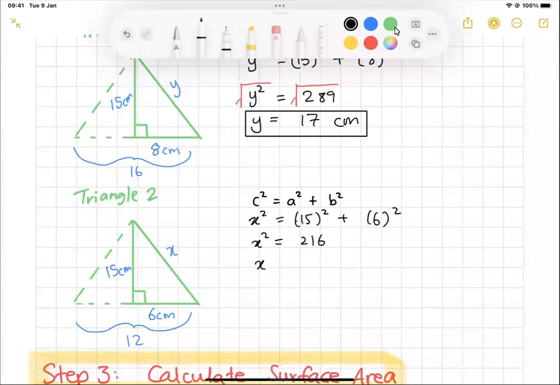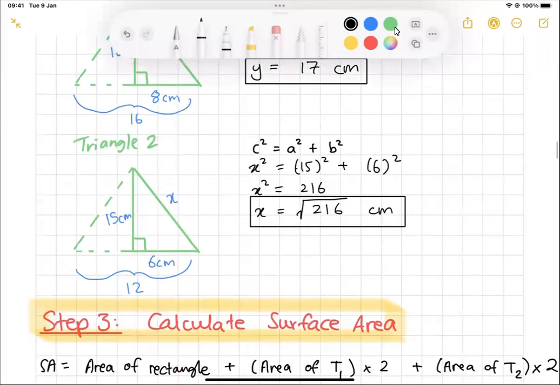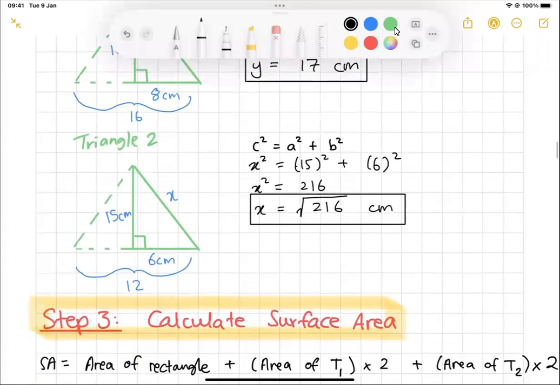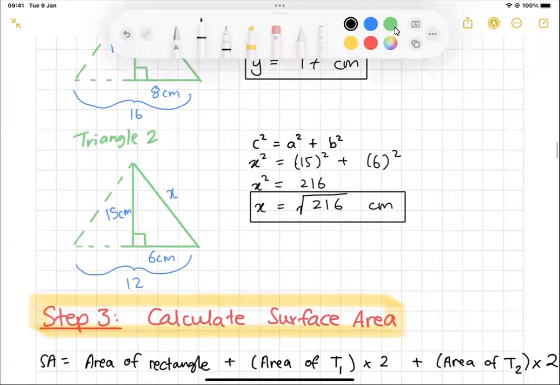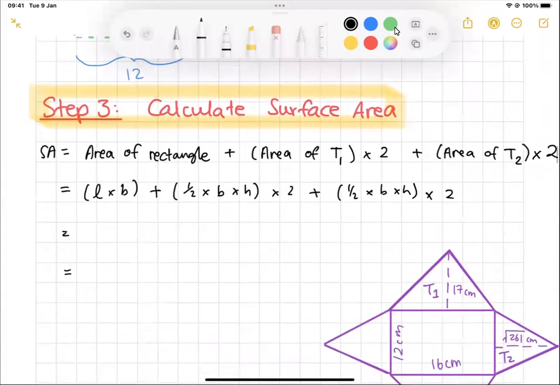X will equal the square root of 216, sorry, not 261. I'm going to leave it as a square root. You can put it into decimal if you would like, but I would rather round it at the very end than right now, because sometimes you can come up with little mistakes. So we've got what our x is.